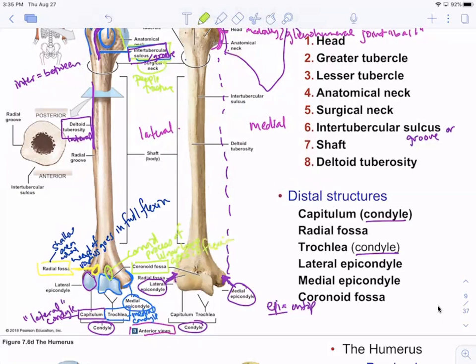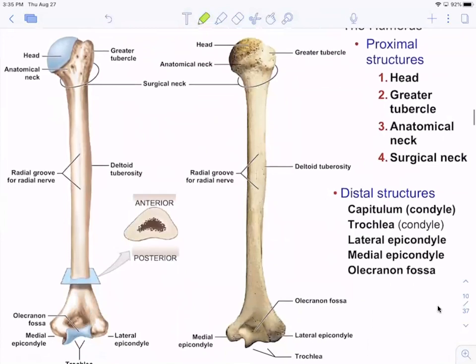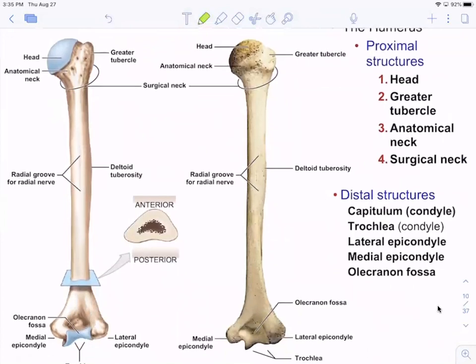So there are shallow depressions where those things go. So these are on the anterior view. If you look at it from the posterior view, again, you only see the greater tubercle because the lesser tubercle is medial and anterior. You do see the anatomical neck here and the head. The deltoid tuberosity is a little more anterior, but you can see a little rough patch there.